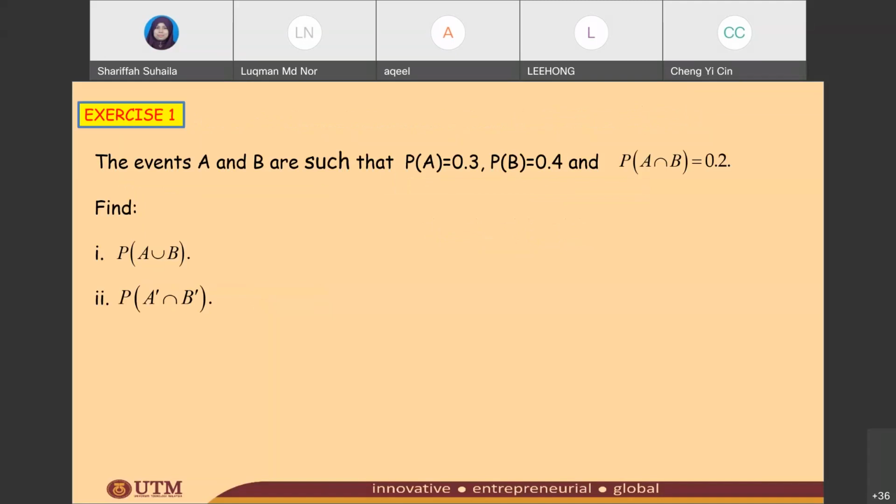Okay, ini just simple dulu. Kita ambil yang simple. Maybe yang nanti nak elaborate more tu, I think Dr. Nora Slinda will elaborate lah.